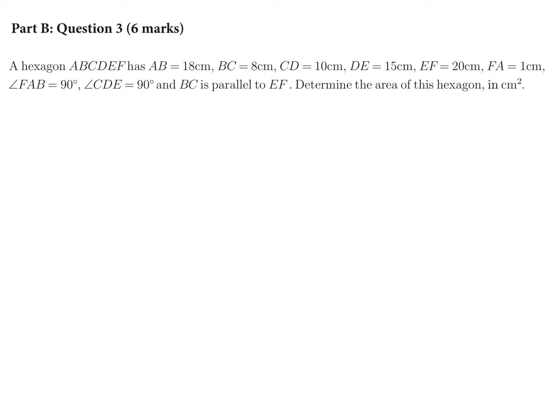A hexagon ABCDEF has AB equal to 18, BC 8, CD 10, DE 15, EF 20, and FA is 1. Angle FAB is 90 and angle CDE is 90. BC is parallel to EF. Determine the area of this hexagon.